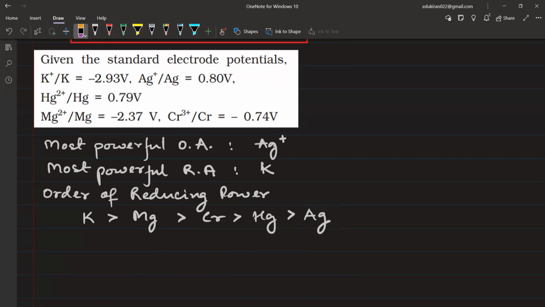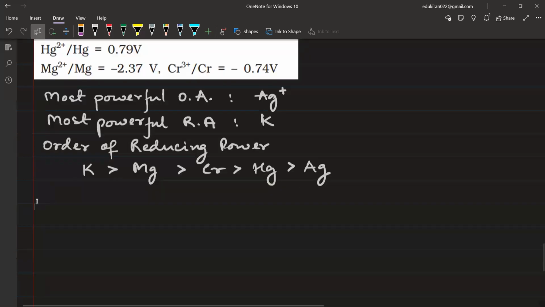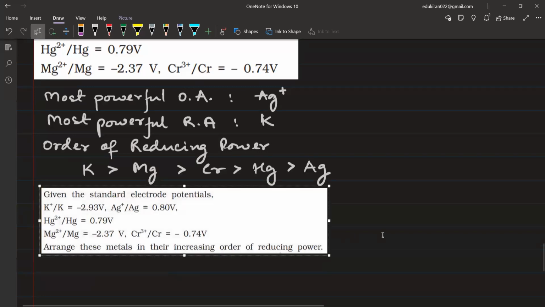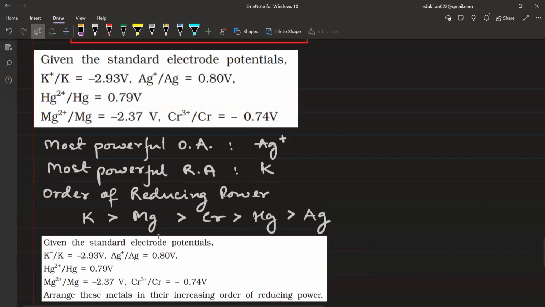Yes, sir. So here you have a question in CERT. And we have already answered this. Arrange these metal in their increasing order of reducing power. So the order of reducing power will be this. Okay. चलिए. Please बस इतना लिख लीजिए. Once you are done writing that, please let me know.